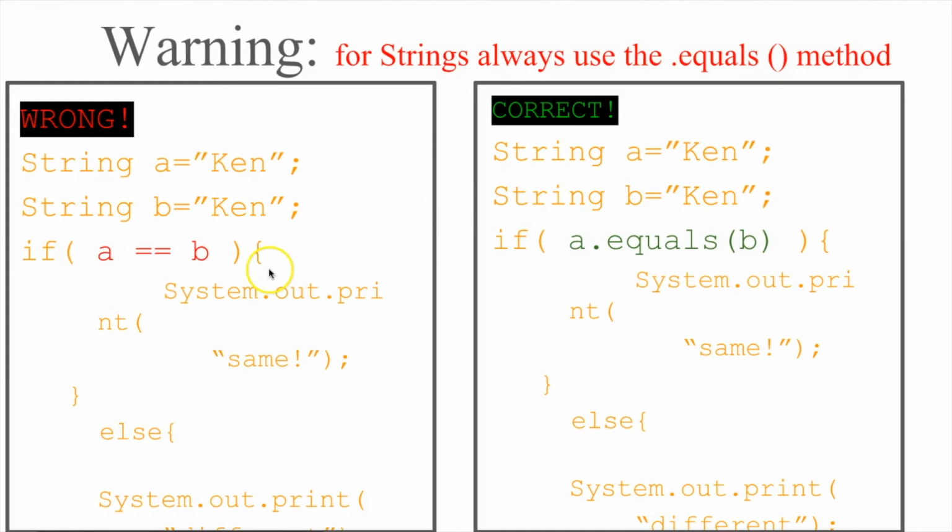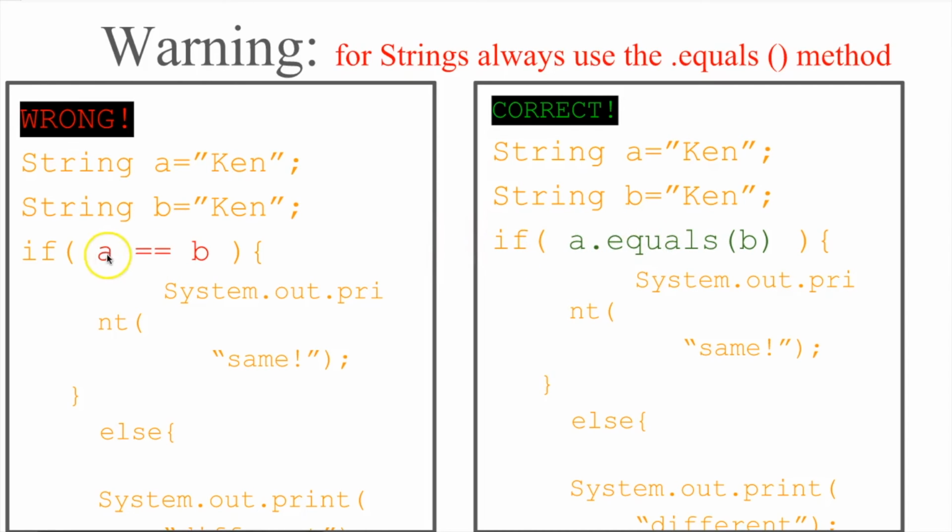Now, another thing is if you're using a string inside your condition, make sure that for a string you use dot equals instead of equals equals, because a string is not a primitive variable, and therefore you need to use one of its methods to check whether it's the same. Now we'll discover why a little bit later on, but very important.